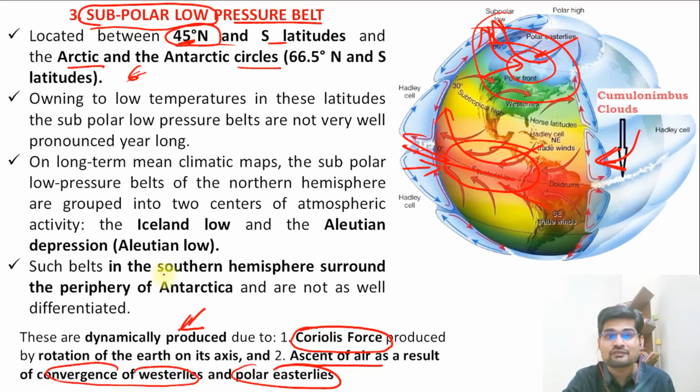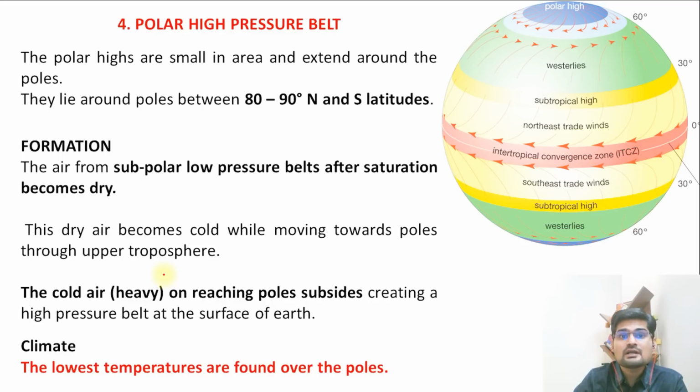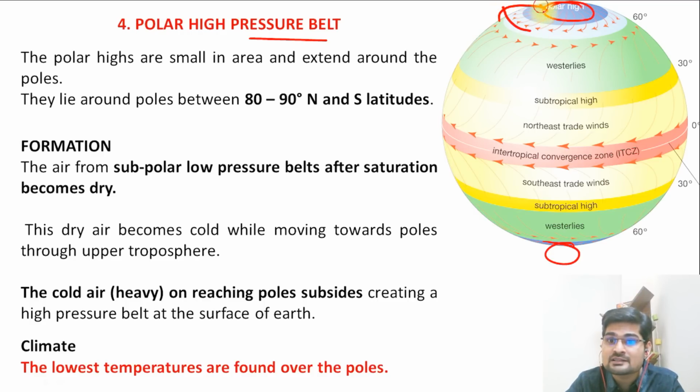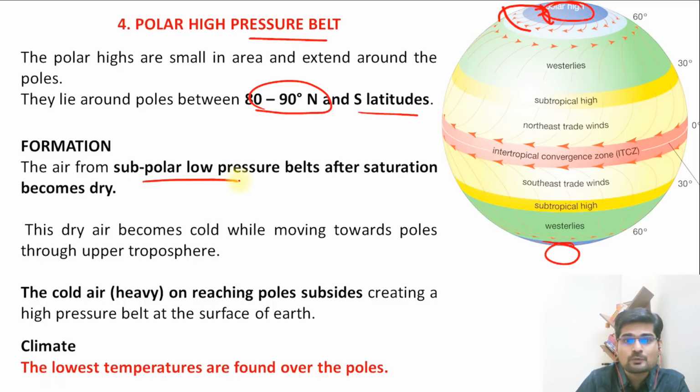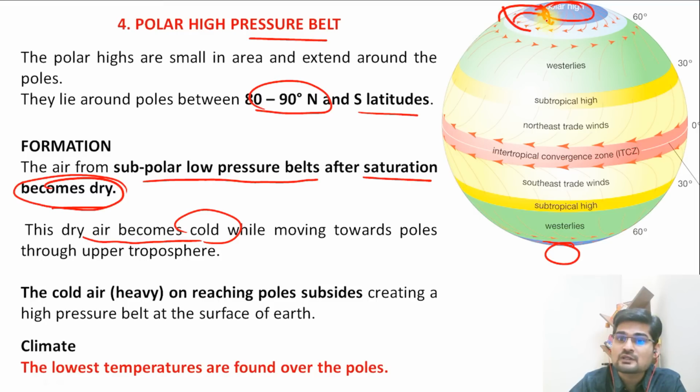Now let's understand further that after this belt, what is there in the polar belt. So the polar high pressure belt is the last belt on both sides as we see. So this is again a high pressure belt. Remember, this wind that goes up again falls here, subsides down. So that is again the same process, about 80 to 90° north and south latitudes. So the subpolar low pressure belts after saturation become dry, and then when this dry air becomes cold, remember it falls on these areas, subsides down. So that is where it again creates a high pressure.